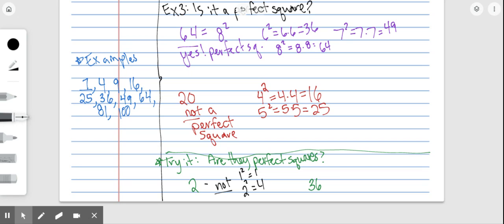Okay, how about 36? 36 is a perfect square. Yes, it's a perfect square because 6 squared is 36. So we know it's a perfect square. All right, so now we're going to start on example 4.